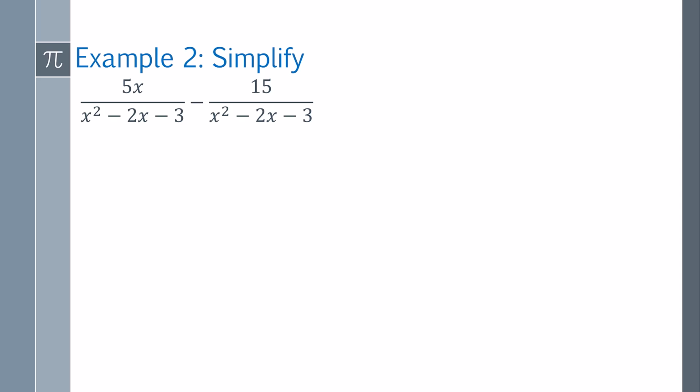So let's take a look at this one. Now this one says minus, right? The denominators are the same, so I'm going to get 5x minus 15 over x squared minus 2x minus 3. Okay, so now do they reduce?